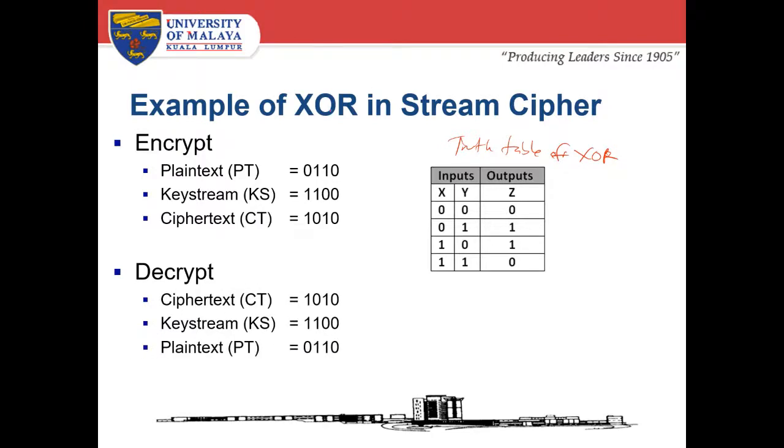So plain text you have 0. Refer to the truth table: 00. The same input will produce 0. Different input will produce 1. So same input produces 0, different input will produce 1. Same as decrypt. You have a ciphertext here 1010. You XOR with the keystream, you get the original plain text back.